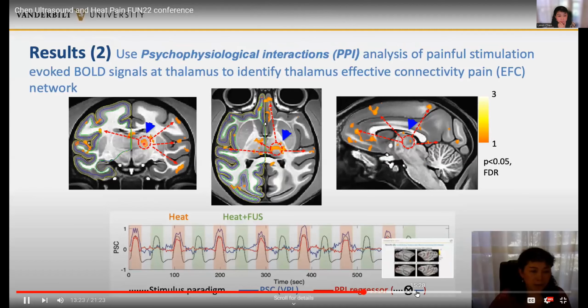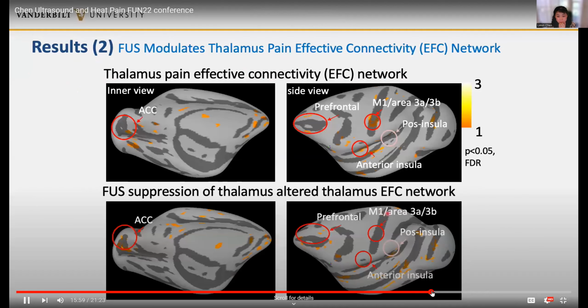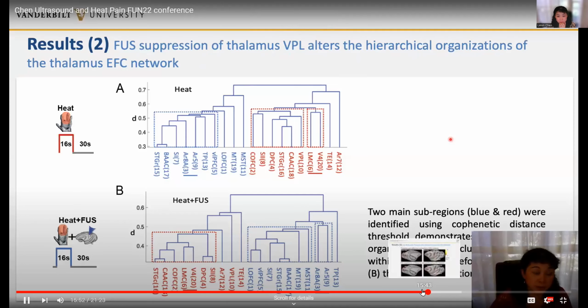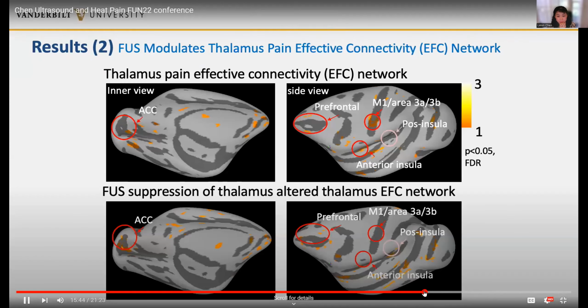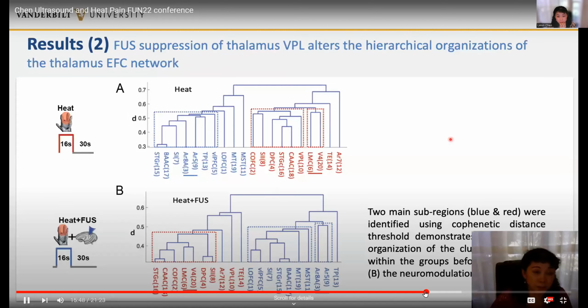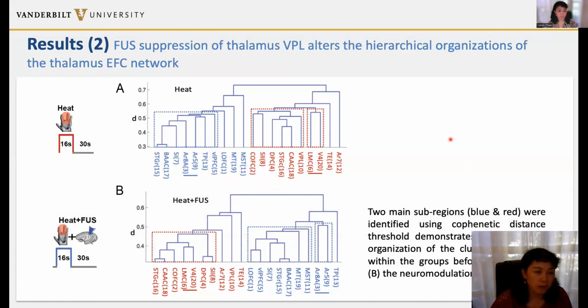After we extract the time to see how it changes. So did it change, and how does it change? We did two types of analysis. First of all, we performed the hierarchical cluster analysis to see how the thalamus painful network reorganizes.